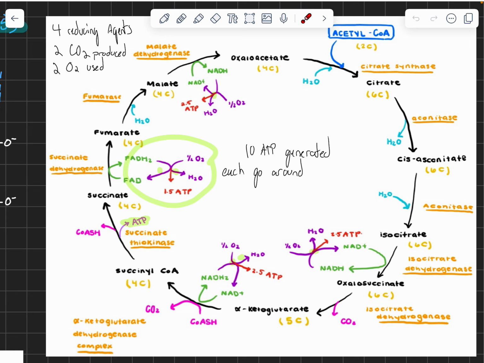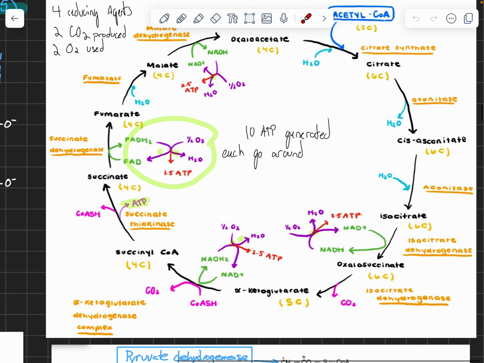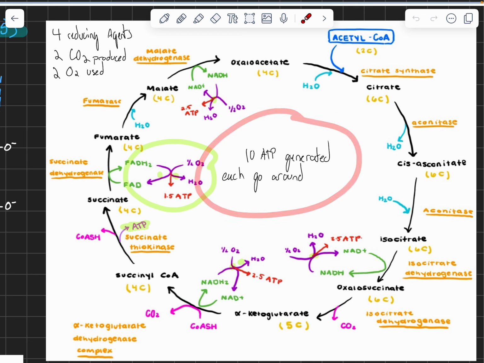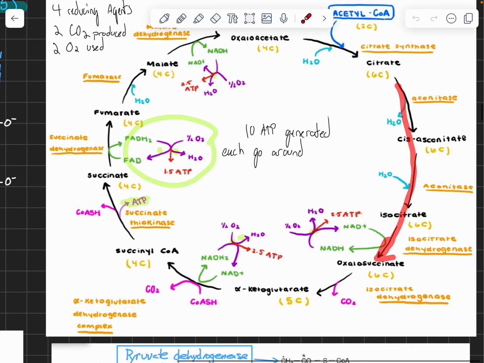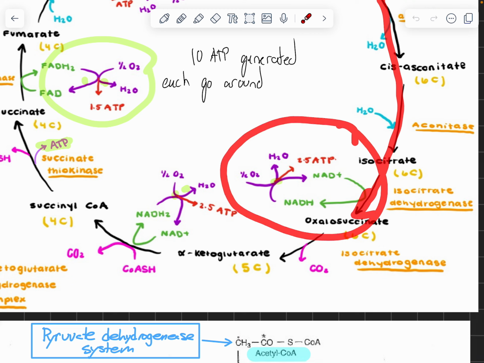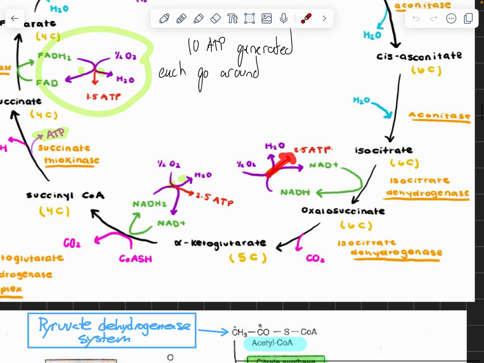What I'm going to do is talk about some fun stuff. So up in this little corner, I want you guys to see, we have 4 reducing agents, we have 2 CO2 produced and we have 2 O2 used. So if we flash around here and also look right here, 10 ATP generated per go around of the TCA cycle. So what's going to happen is acetyl-CoA is going to come in, combine with oxaloacetate through the action of citrate synthase and turn into citrate. Citrate is going to go around here, and if you guys look right here, we have a little redox reaction. Oh, would you look at that? NAD and NADH. And what's that going to do? Produce 2.5 ATP. Boom. That's number one of our redox agents right there.